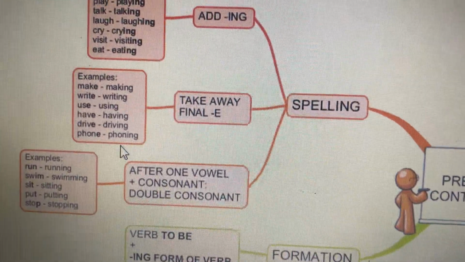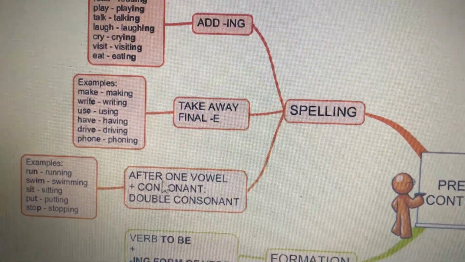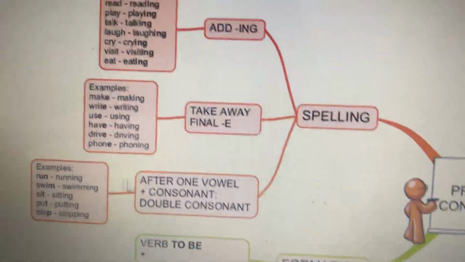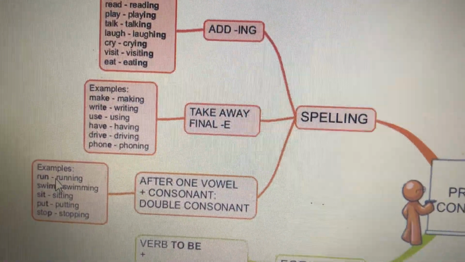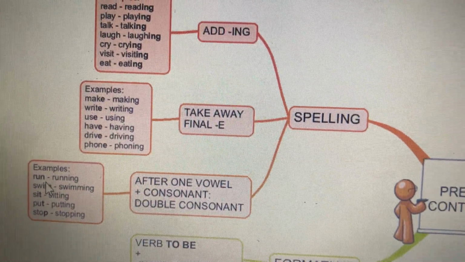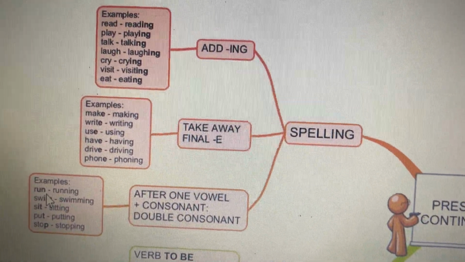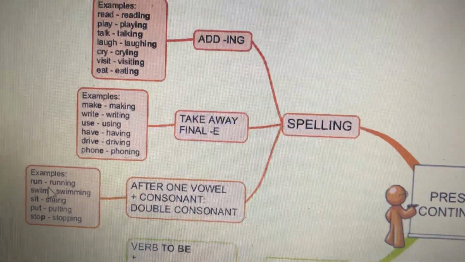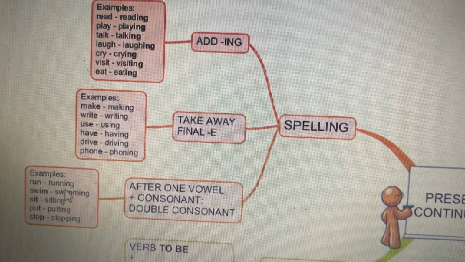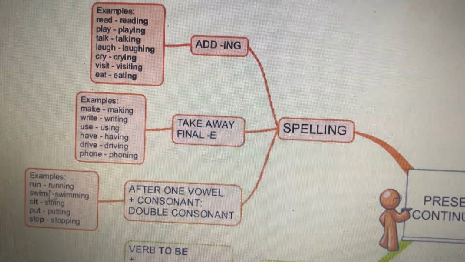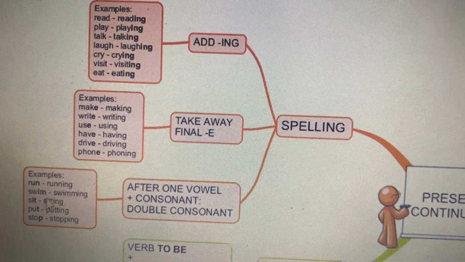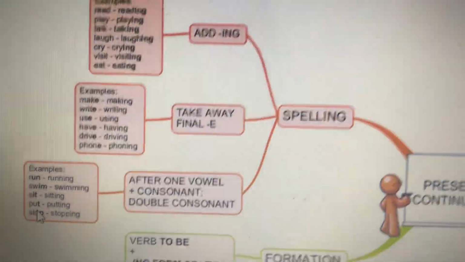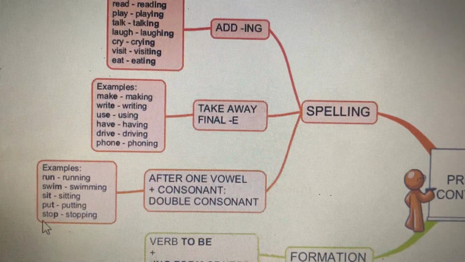The last rule regarding spelling, after one vowel plus consonant, we double the consonant. This rule means that if I have a verb and it ends with a consonant and it was preceded with a vowel, we double the consonant and then we add ing. So run becomes running, swim, swimming, sit, sitting, put, putting, stop, stopping.